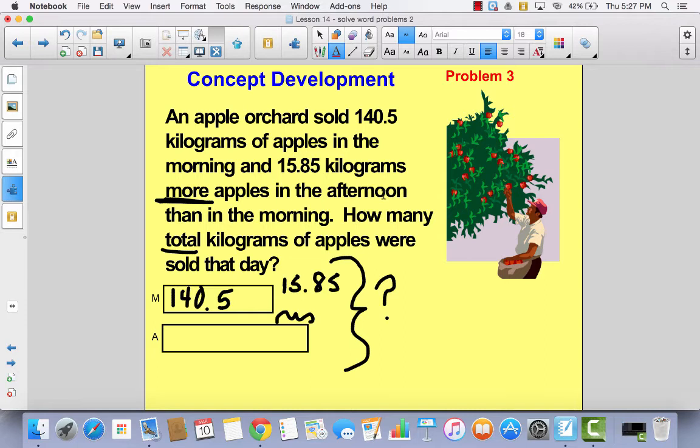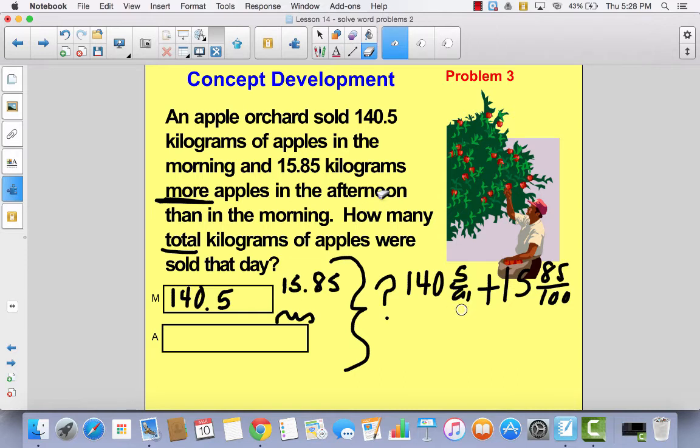So in order to do that, I'm going to have to take the morning amount and add 15 and 85 hundredths to that. So I've got 140 and 5/10, and that does say 10 even though it doesn't look like it, plus 15 and 85 hundredths. So right now I do not have like units. I have 5/10 and 85 hundredths. So I'm going to come back and fix this a little bit because this is a little bit sloppy. Okay, so I've got 5/10. I'm going to change these tenths to hundredths by making this 50 hundredths.